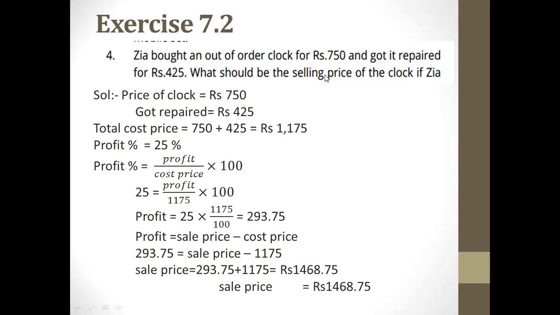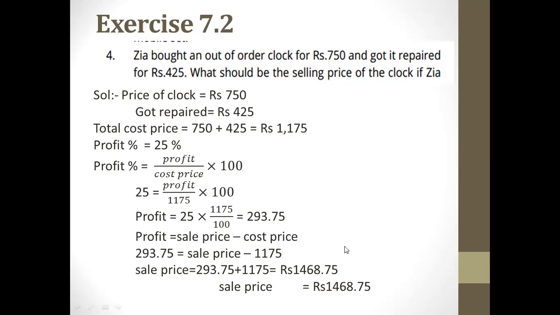You want to find the sale price. So what is the profit formula? This was the profit percentage formula. The profit formula is sale price minus cost price. So profit is 293.75, sale price we don't know, and cost price is 1175. Here this value is subtracted, so when shifted to the other side of the equality with 293.75, it will be added. When you add both, you get 1468.75 rupees. So this is the sale price.